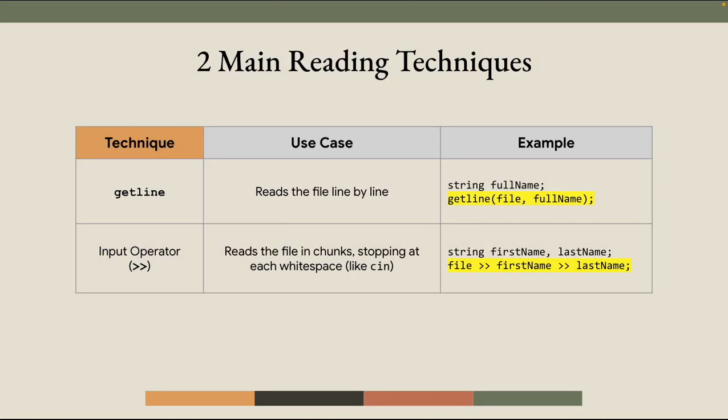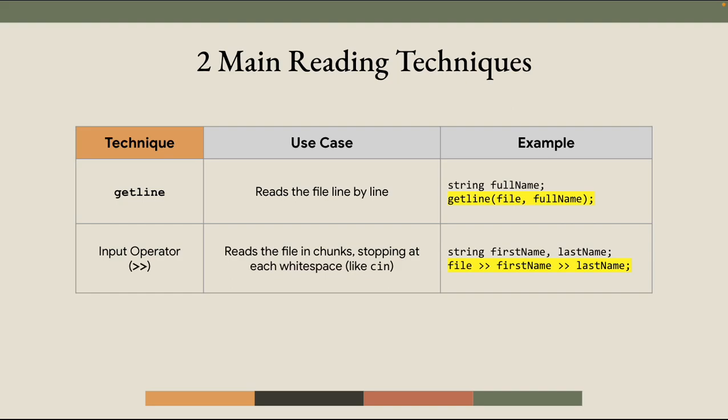Remember, the two techniques that we have are getLine. GetLine reads line by line. So if I want every line, one after another, I'm going to use getLine. And remember, getLine only works with strings. So if I'm dealing with numbers and I care whether they're even or odd or greater than or less than some value, I don't want to use getLine because it's not going to allow me to do that type of computation work. So I have to use my input operators in that case.